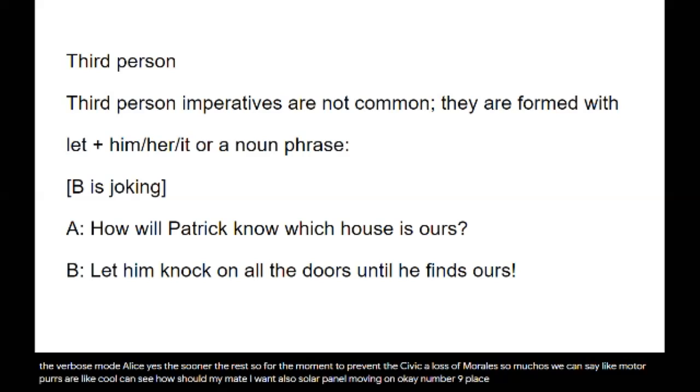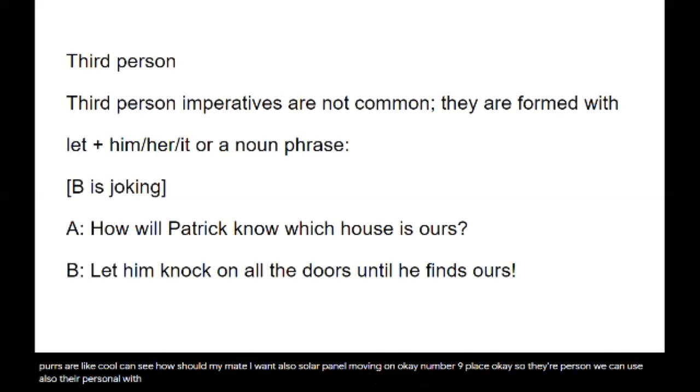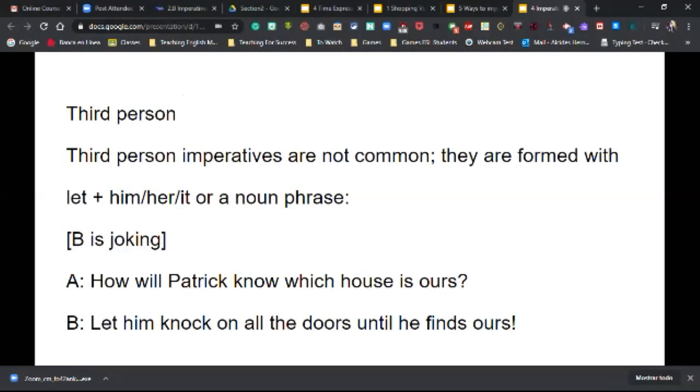So we're practicing now. Good. Okay, so third person, we can use also third person with imperatives, meaning ordering or talking about ordering another person. Okay, cool. So everybody read, right? So let's. Yeah.